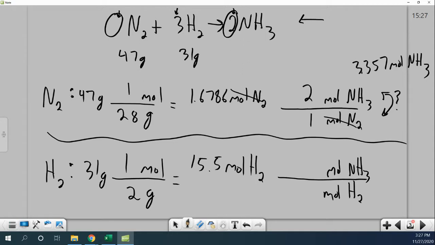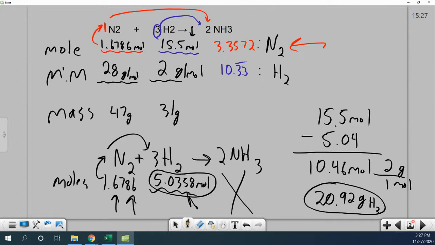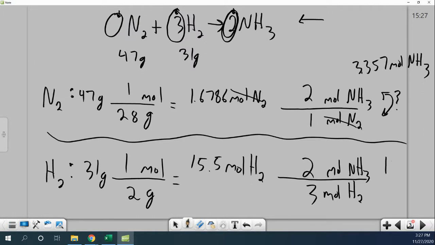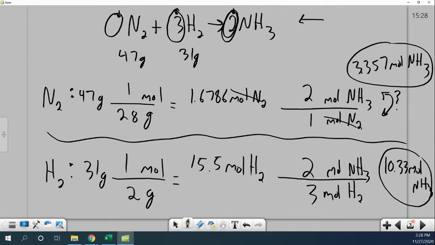And that's on my nitrogen line. I can do the same for hydrogen. Every 3 moles of hydrogen gives me 2 moles of ammonia. So, all right, fair enough. 15.5 times 2 divided by 3 gave me 10.33 moles of NH3. So I look at these 2 numbers and I see which one's smaller, and I have my limiting reactant. So once again, limiting reactant is nitrogen.